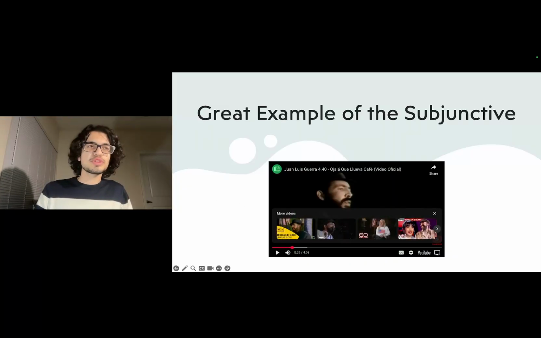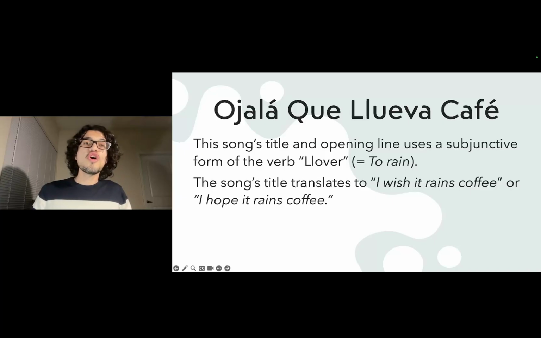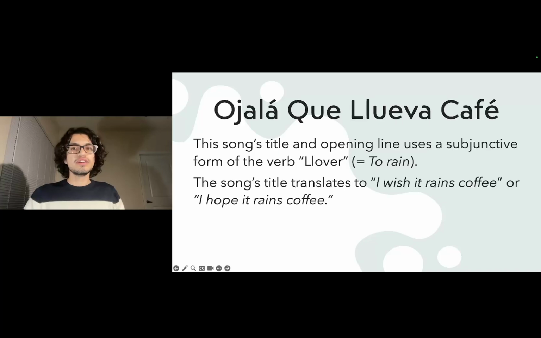Now, what's going on here? Well, Ojalá que llueva café. The song's title and opening line uses a subjunctive form of the verb llover, to rain. So the song's title translates to I wish it rains coffee, or I hope it rains coffee. There we go, we have not only that use of the word ojalá, but also the fact that these sentences are talking about someone's wish, someone's hope, desire.